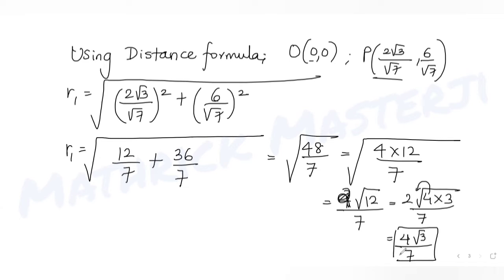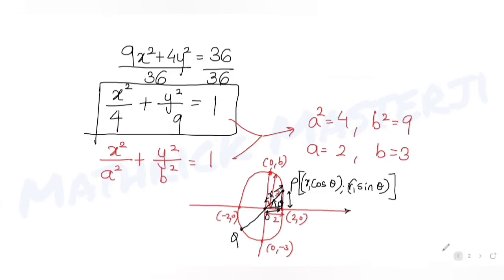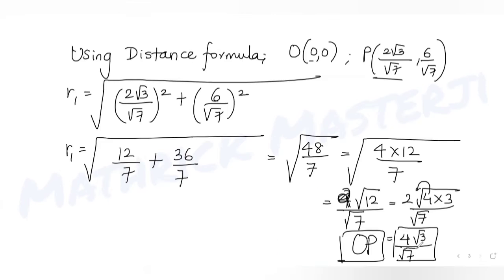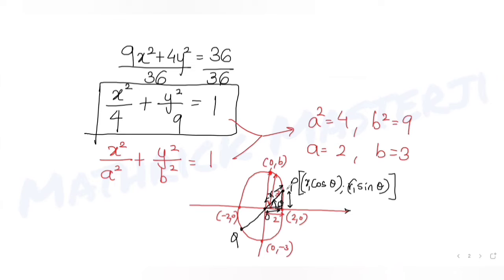So 4 root 3 over 7 is also in the root, so it basically becomes root 7. So 4 root 3 over root 7 is the R1, which is nothing but the distance between the points O and P, which is origin and point P. So OP, this distance is 4 root 3 over root 7, which is basically R1. Now let's say we have PQ with us.